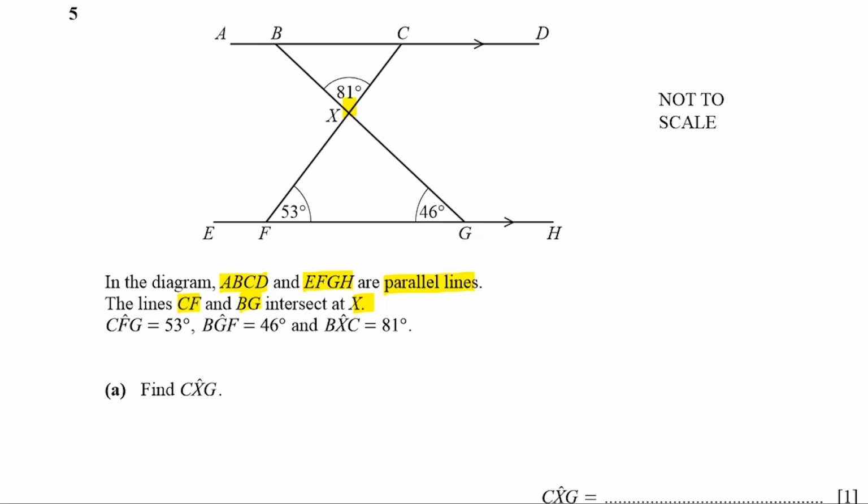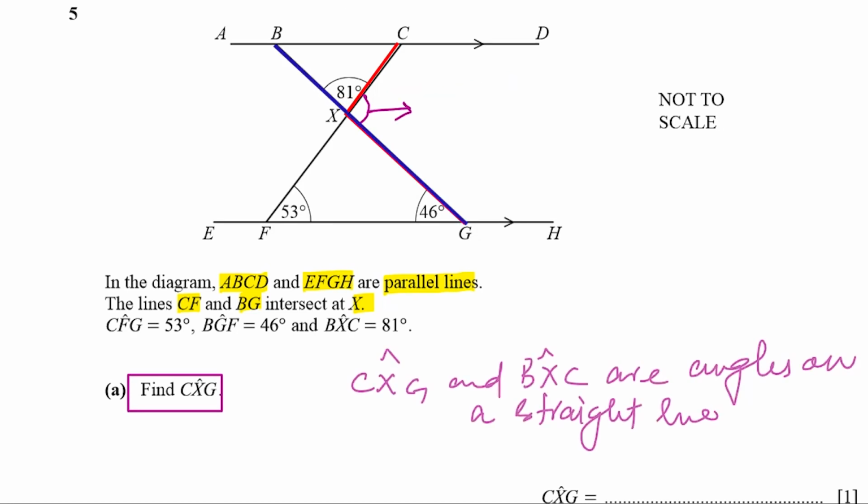The first part of the question is find CXG, this angle. BXG is a straight line, CXG and BXC are angles on a straight line. So their sum will be 180. In other words, CXG will be 180 minus 81, and that gives us 99. So CXG is 99.